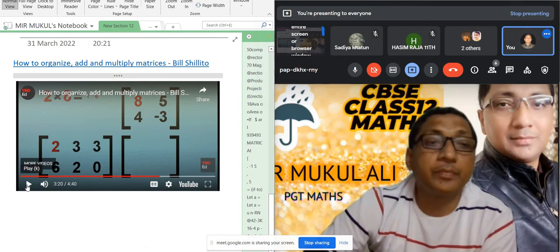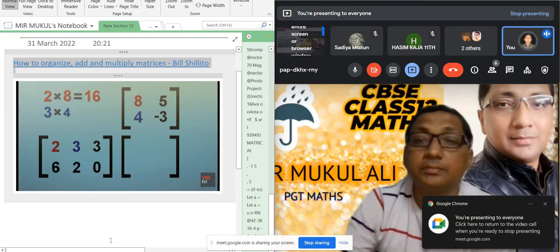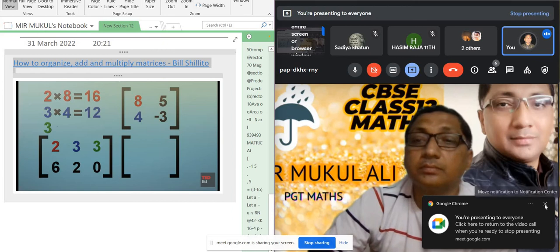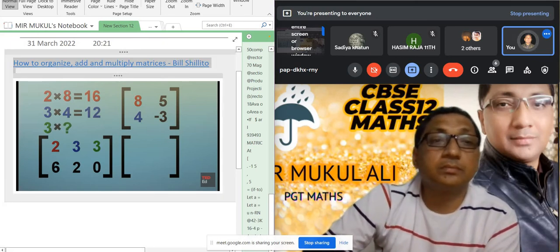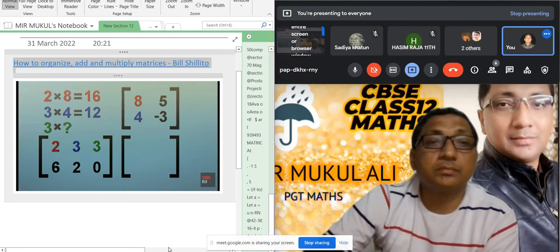Okay. 3 times 4 is 12. 3 times... Wait a minute. There are no more rows in the second matrix. We ran out of room. So, these matrices can't be multiplied.